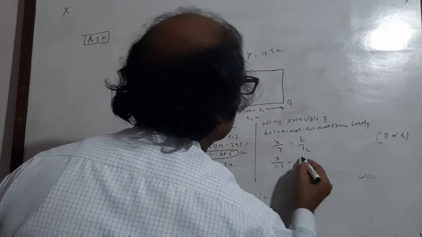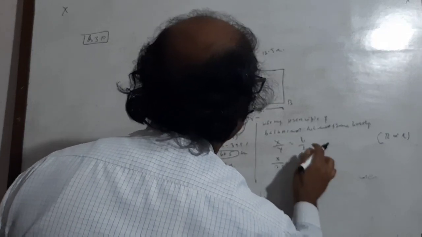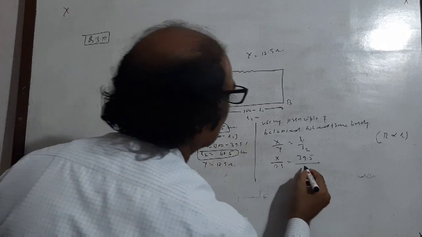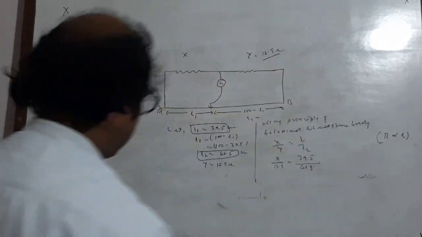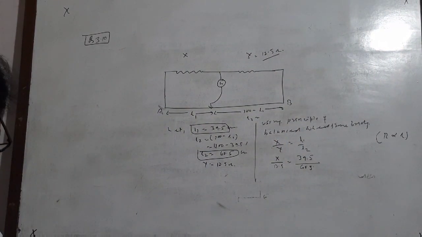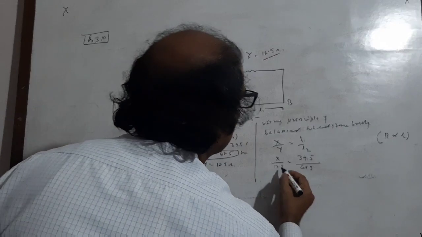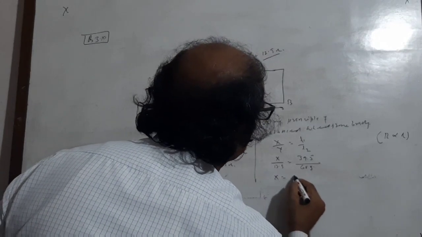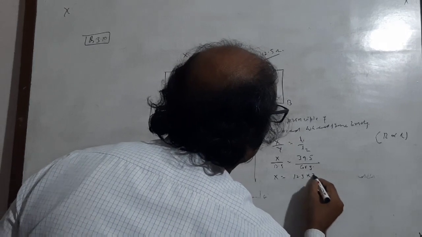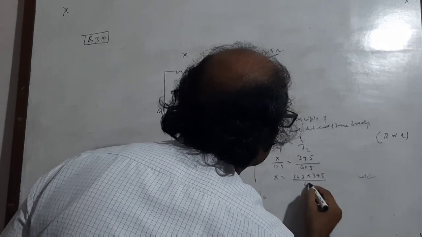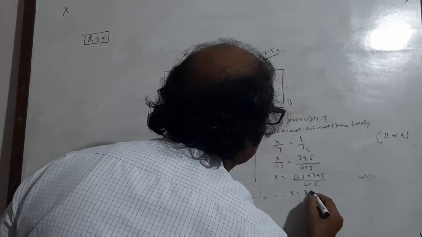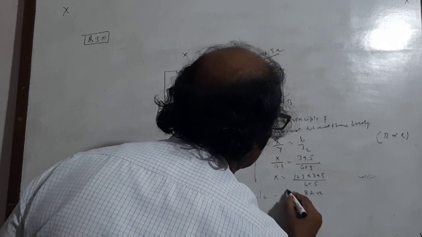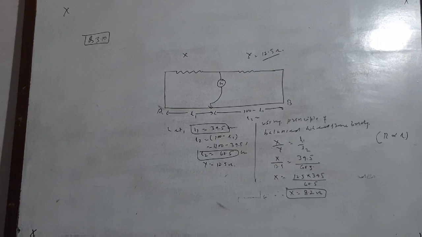12.5, L1 means 39.5 and L2 means 100 minus L1, equal to 60.5. So X equals 12.5 into 39.5 by 60.5, and it can be calculated. X is equal to 8.2 ohm. So in this way the Wheatstone bridge can be used to find out the unknown resistance.